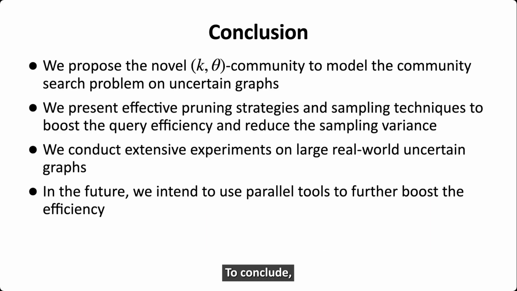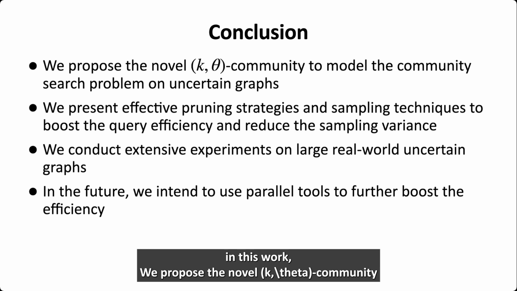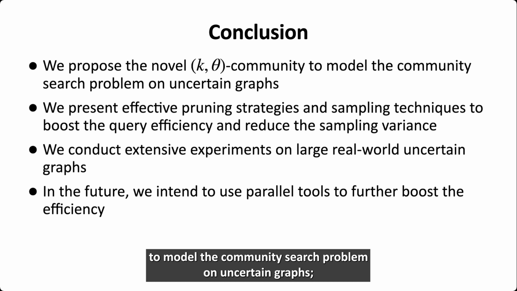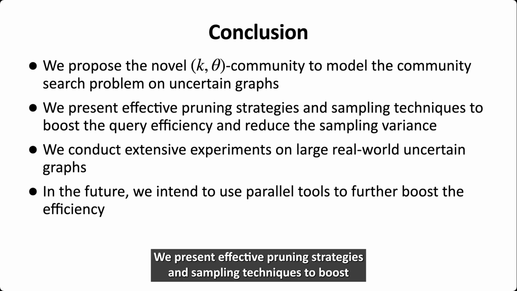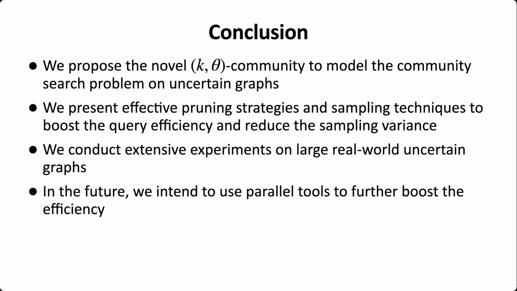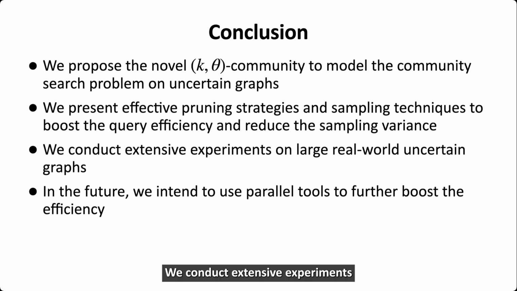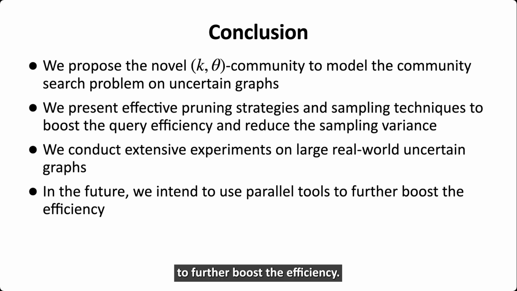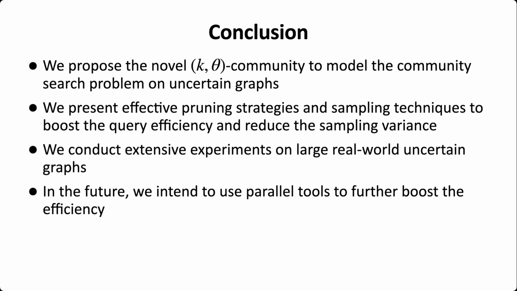To conclude, in this work, we propose the novel k-theta community to model the community search problem on uncertain graphs. We present effective pruning strategies and sampling techniques to boost the query efficiency and reduce the sampling variance. We conduct extensive experiments on large real-world uncertain graphs. In the future, we intend to use parallel tools to further boost the efficiency.